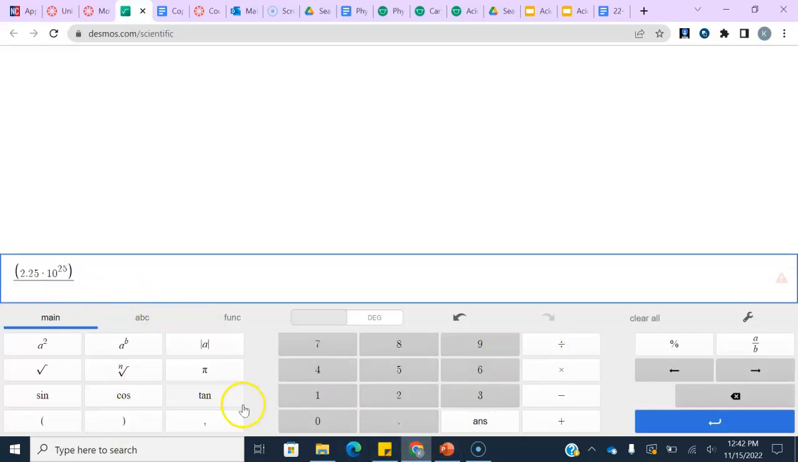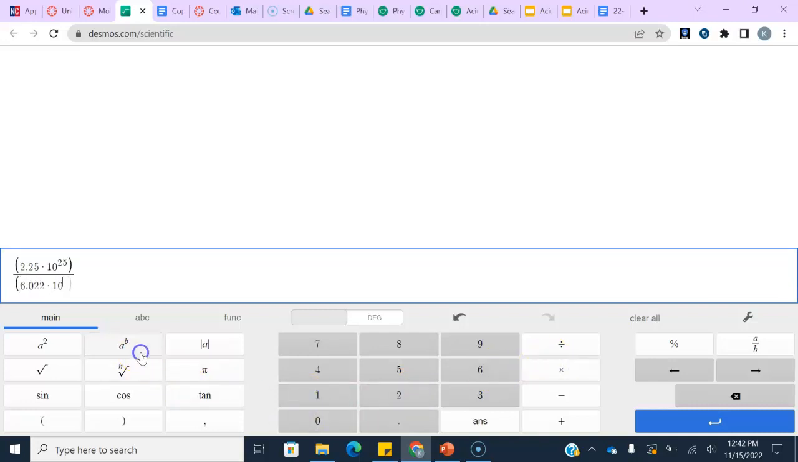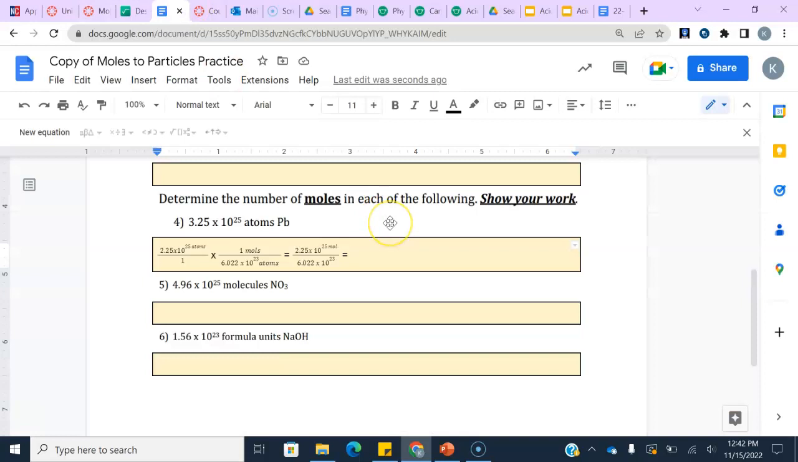divided by Avogadro's number, which is 6.022 times 10 to the 23rd. And our answer here is 37.363. We'll just go ahead and round it to 37.36. So 37.36 moles. And again, no naked number, we want to add that unit.